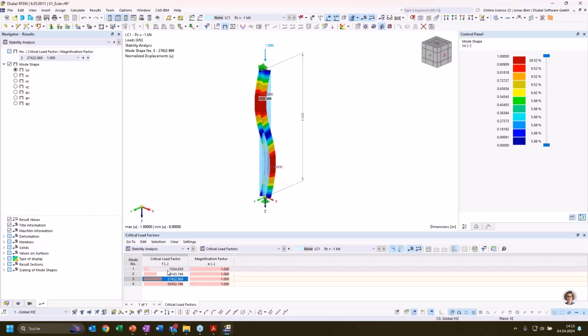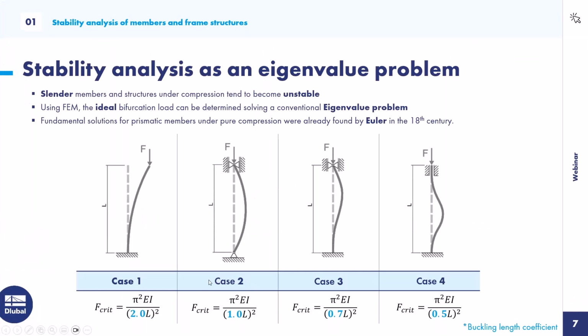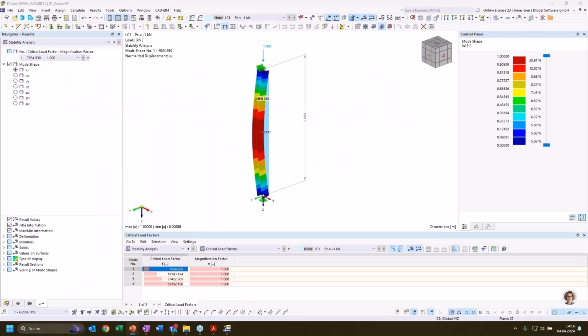And I want to now compare the critical load factor that we have calculated here with the critical ideal Euler load that we have for our Euler case 2. Just so that you remember, we could calculate it using this formula: pi to the power of 2 times the Young's modulus times the moment of inertia of our section, divided by the effective buckling length. In this case, it would be the length of our member times 2, or to the power of 2.